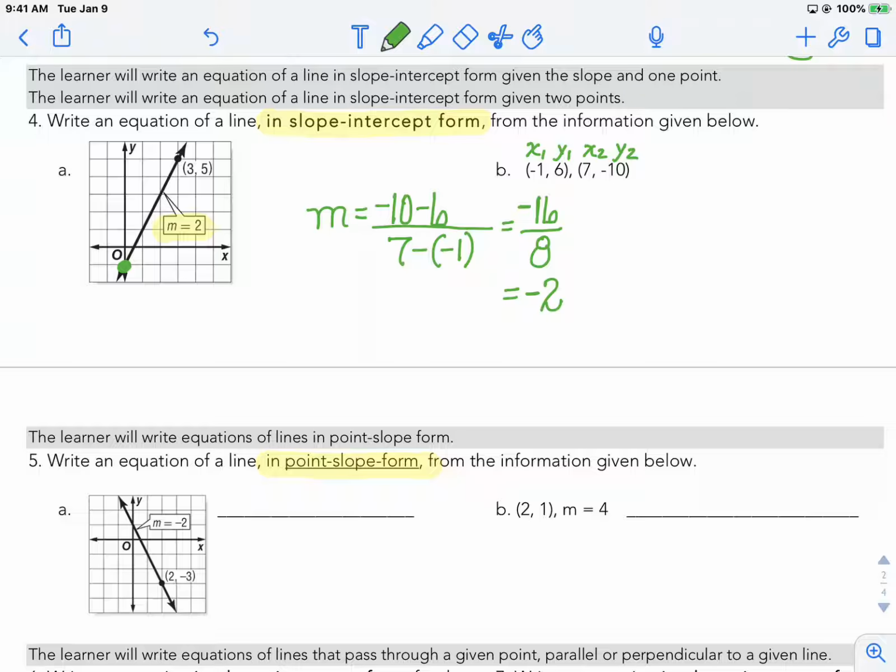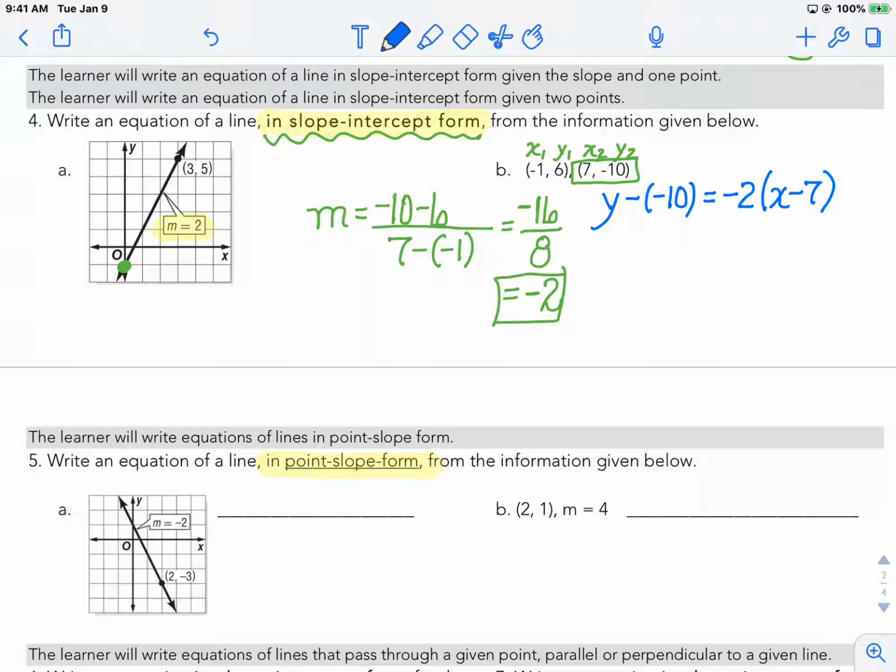Now that I have the slope, you have two choices, but many of you, even though it said slope-intercept form, preferred putting the equation in point-slope form first and then moving it into slope-intercept form. So I think I'm going to do that. I'm going to keep the 7, negative 10 as my point, and I'm going to keep the negative 2 as my slope, and start my equation in point-slope form, which says y minus the y that you'd like me to use for my ordered pair, equals the slope times x minus the x from the ordered pair.